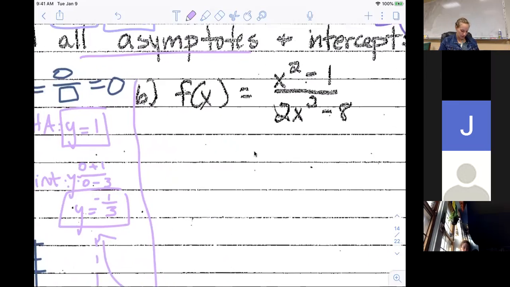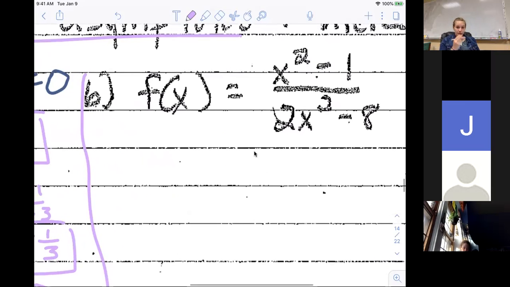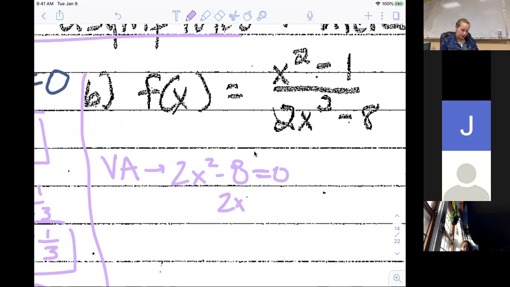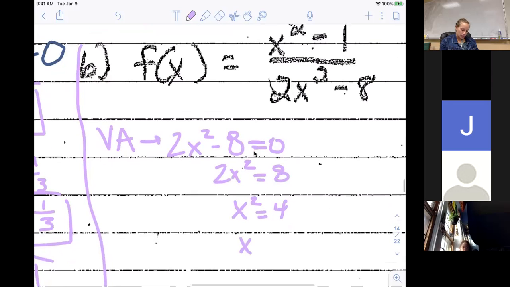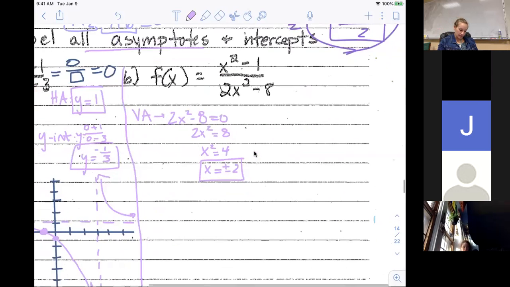For anybody who still needs a little bit of hand holding, here I am. Vertical asymptote is the denominator. So I do my denominator, 2x squared minus 8 equals 0. Set it equal to 0. Add 8 to both sides, 2x squared equals 8. Divide by 2, x squared equals 4. Square root, x equals plus or minus 2. Ooh, we have two vertical asymptotes here. That's going to be interesting in a second. Can't wait to see what's going to happen.